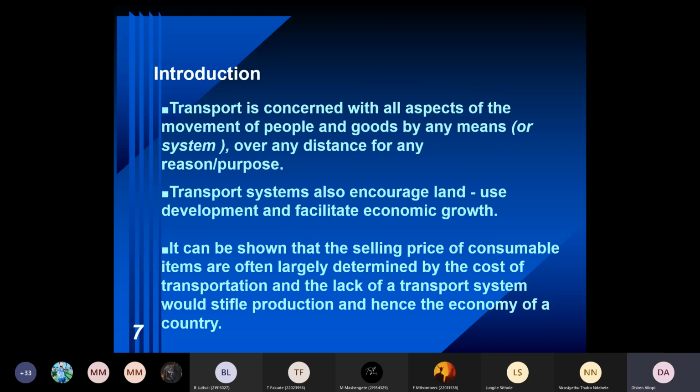So we then look at the first chapter, transportation planning. So what is transportation planning? You can see it's very self-explanatory, concerned with all aspects of movement. We're looking at movement of not only people, but goods as well. Your freight also falls under transportation planning. By any means, whether by road, rail, water, or air. So that's your transportation system over any distance.